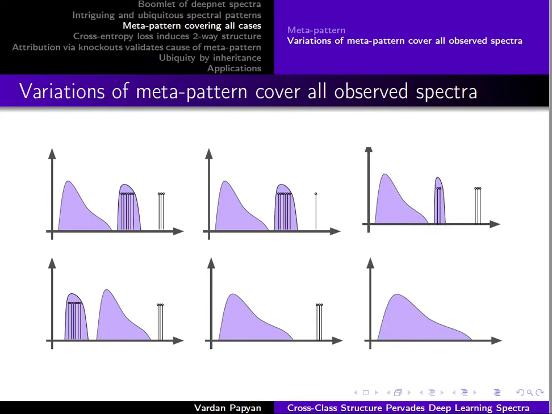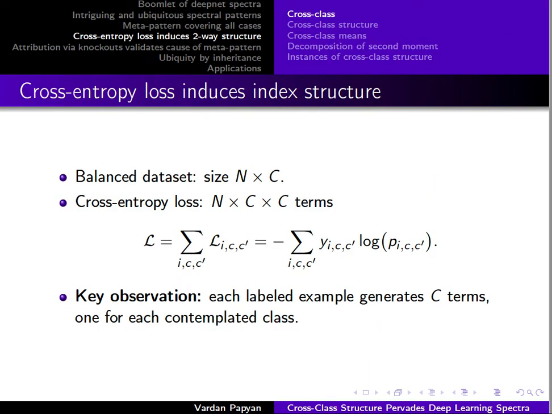Now the question is, what is causing this meta pattern to emerge? Why do we see this meta pattern? The answer lies in the function that we're optimizing. We're minimizing the cross-entropy loss. What is the cross-entropy loss?